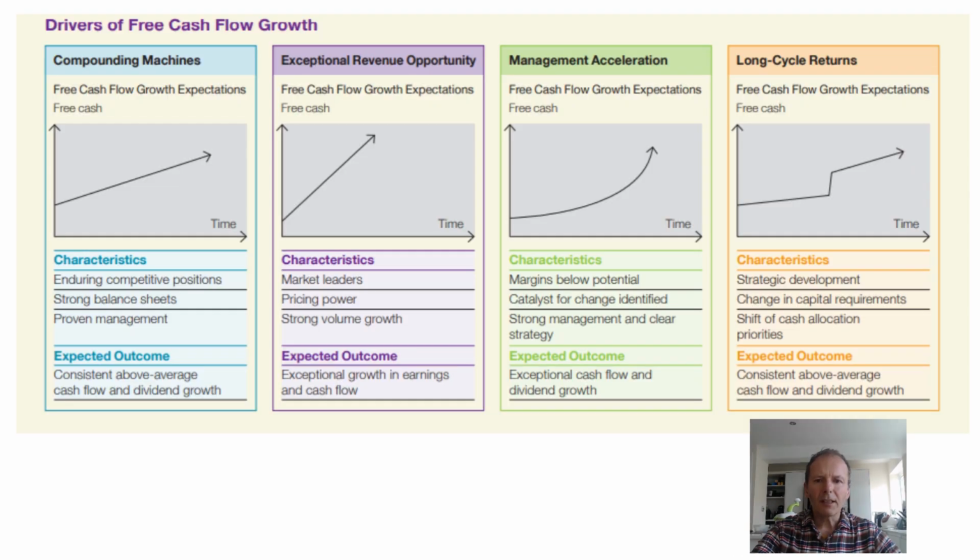The investment trust likes to invest in 4 different types of companies, some that are having some exponential growth opportunities, some that are steady compounders, some where there's a potential for management to accelerate things, and some that have long cycle returns over an extended time period.